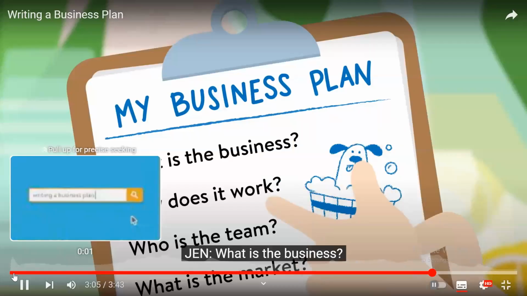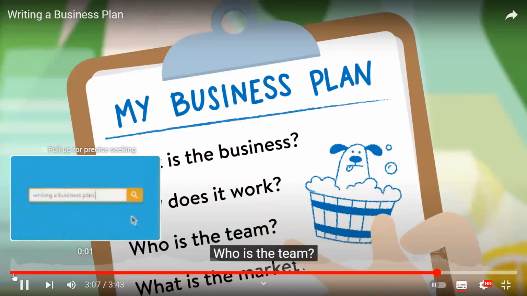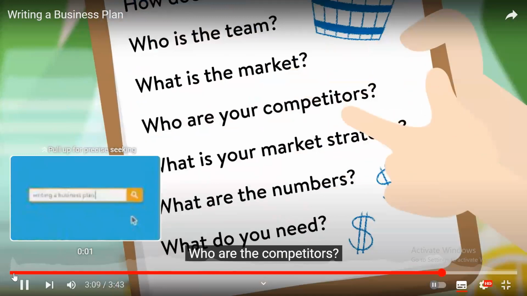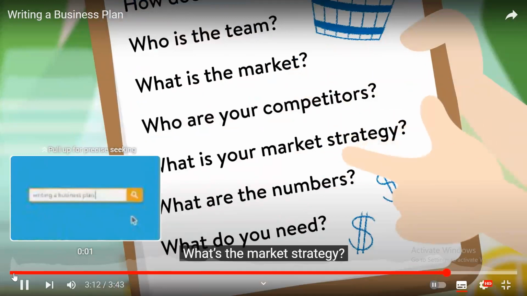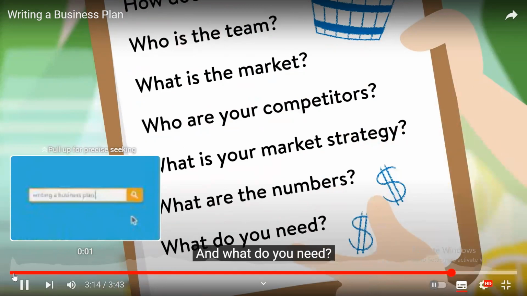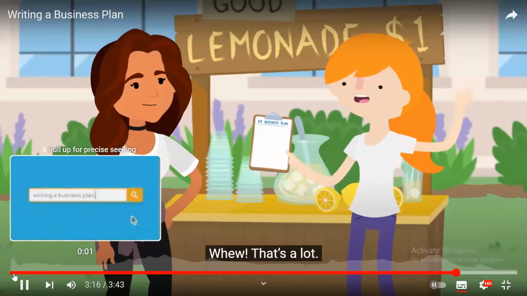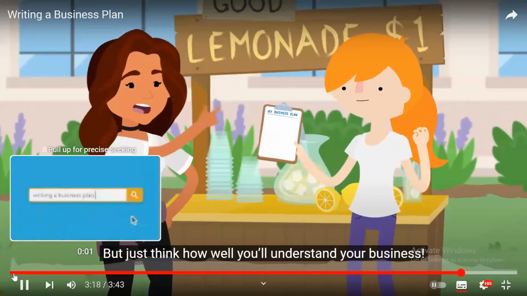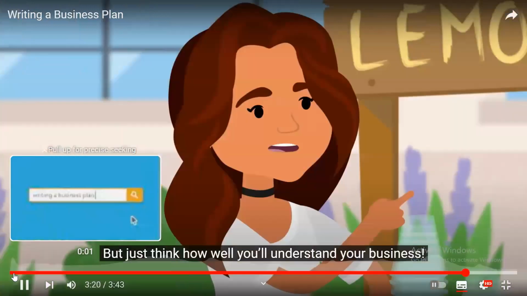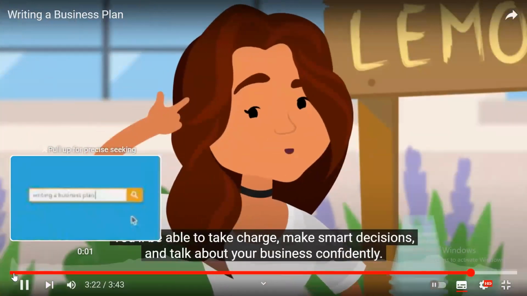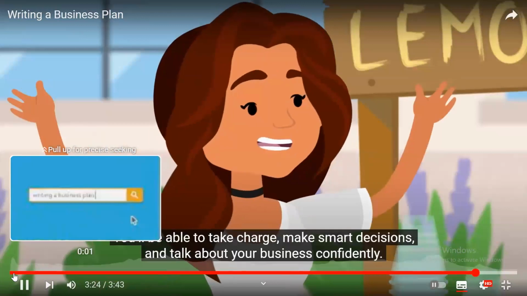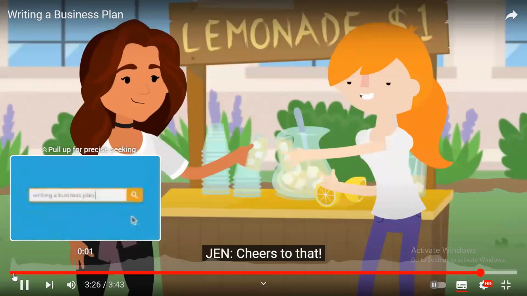What is the business? How does it work? Who is the team? What is the market? Who are the competitors? What's the market strategy? What are the numbers? And what do you need? Whew, that's a lot. It is. But just think how well you'll understand your business. You'll be able to take charge, make smart decisions, and talk about your business confidently. Cheers to that.